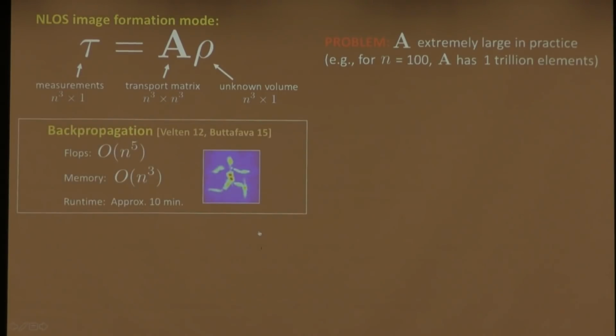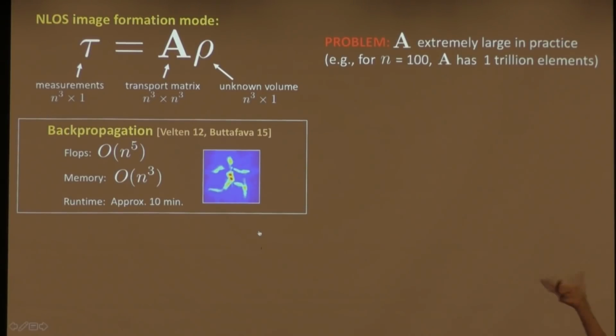But despite that, that's how this was done before. So there have been a couple of different algorithms to solve the non-line-of-sight problem that have been proposed, one of which is called back projection, which involves basically computing the transpose of A. So you're not actually getting the inverse of A, which means that you're only approximating the solution, so you get slightly blurry results. And it takes about 10 minutes to compute.